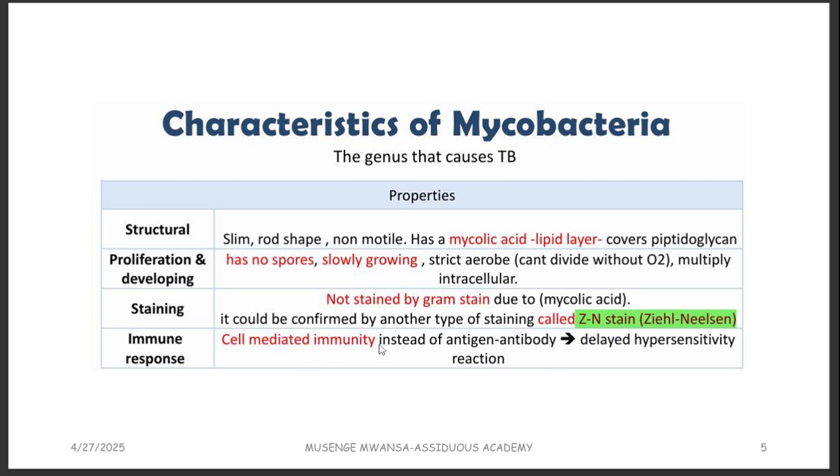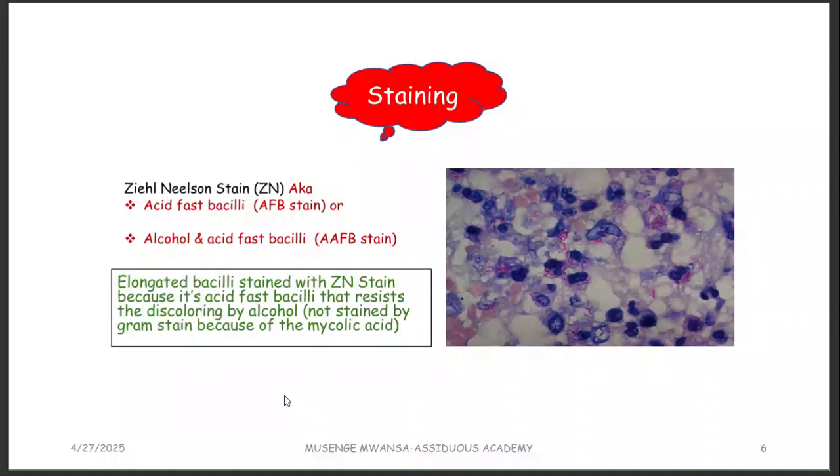So cell-mediated immunity, instead of antigen-antibody, produces the delayed hypersensitivity reaction when you have got this. So when TB comes in, the TB is going to be fought by the T cells. So it is not from an antigen-antibody reaction, but you have got the cell-mediated immunity that is via the T cells.